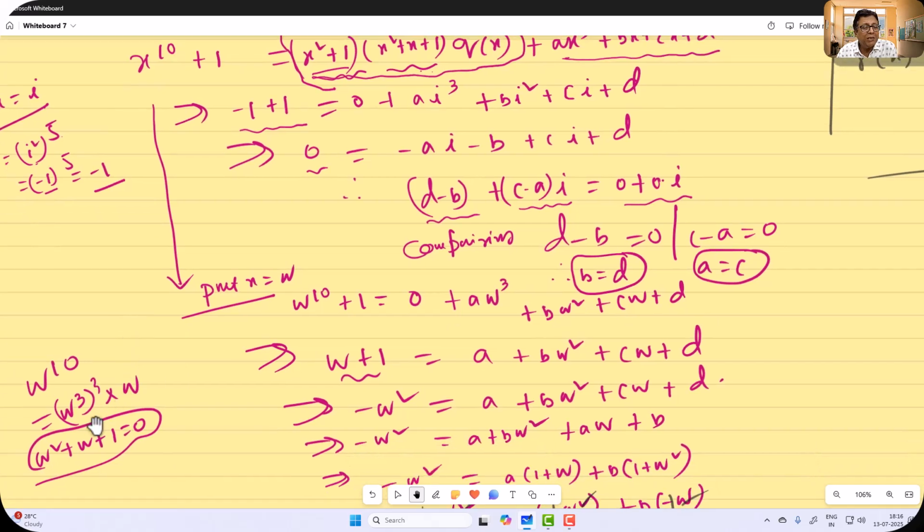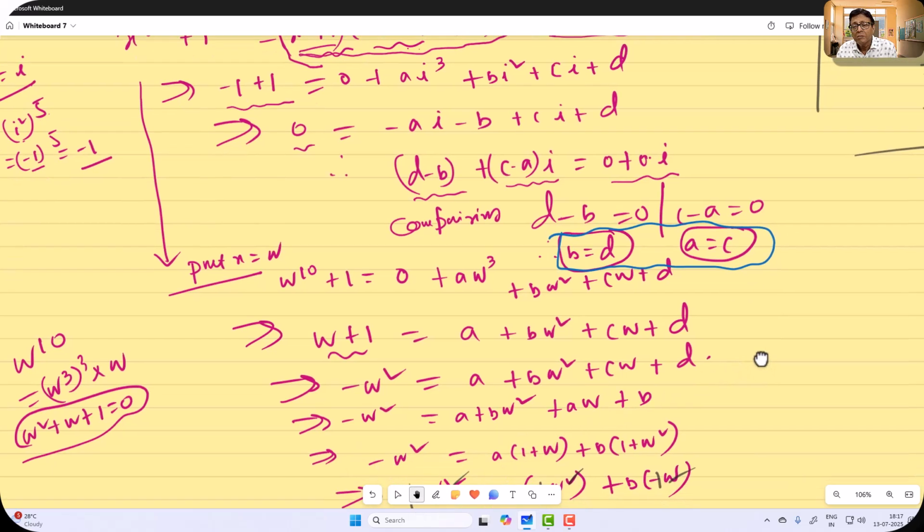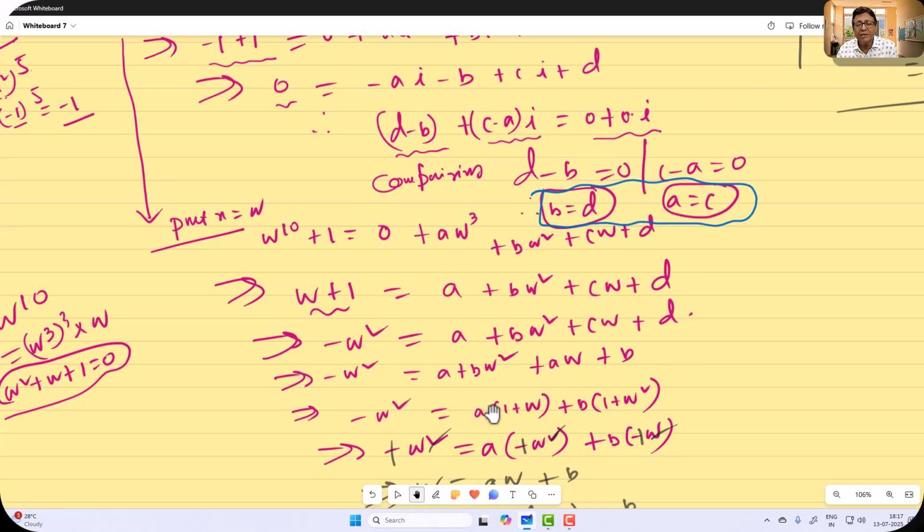Now omega to the power 10 is what? Omega cube into omega. That is omega only. So omega plus 1, omega cube 1 again, b omega square c omega plus d. We will remember this thing that we have proved b equal to d and a equal to c. So just substitute there, b equal to d and a equal to c. If you put it, then take the terms containing a together, terms containing b together.